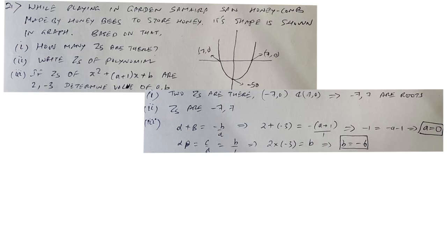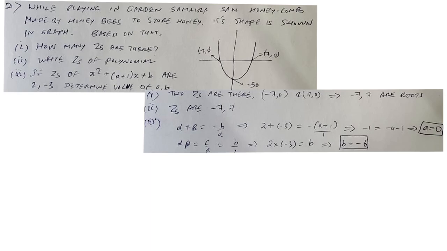The third question: if the zeros of x squared plus (a plus 1) x plus b are 2 and minus 3, determine the values of a and b. Okay, you know the relationship between the roots and the coefficients. If you add the roots, alpha plus beta, you get minus b by a. What are your two roots? 2 and minus 3. What is minus b by a?